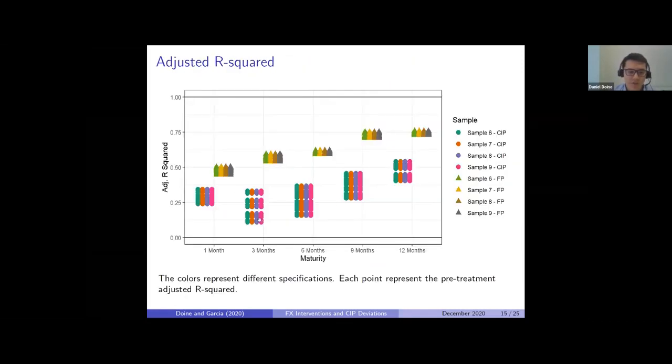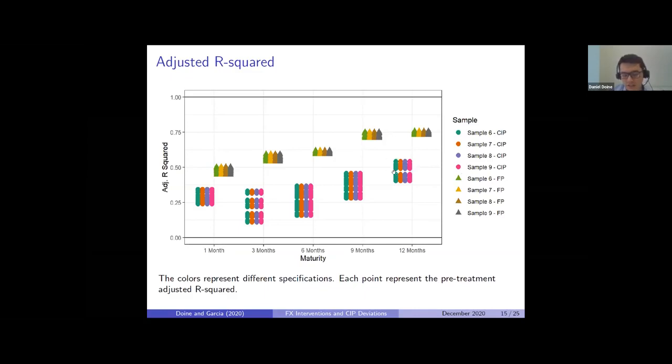And as I mentioned, the issue that we try to circumvent is the pre-treatment sample adjusting, right? So we have to estimate an equation that fits the CIP deviation, and this is kind of tricky. And here I'm plotting the adjusted R squared, as a measure to see how well this is fitting in the pre-intervention sample. And this gives a sense of how consistently we can construct the artificial series. So we see that the larger maturities, from 1 year, are the best explained, but we are seeing an R squared of 50.